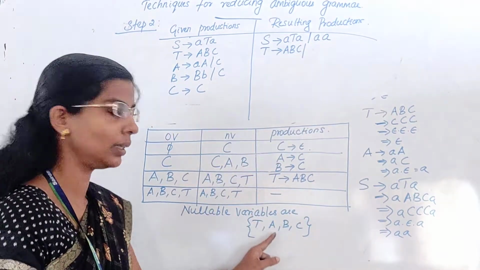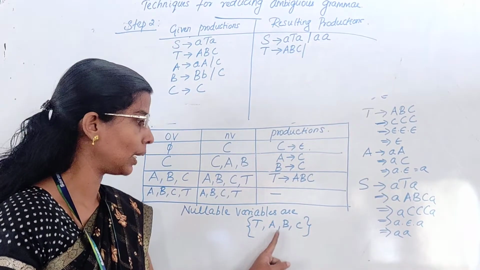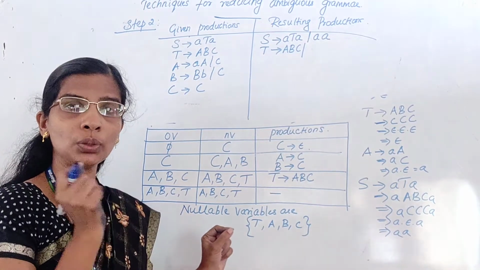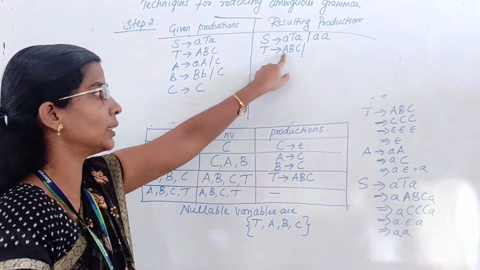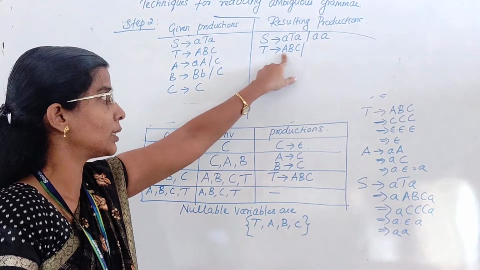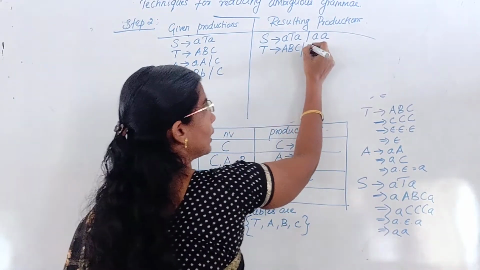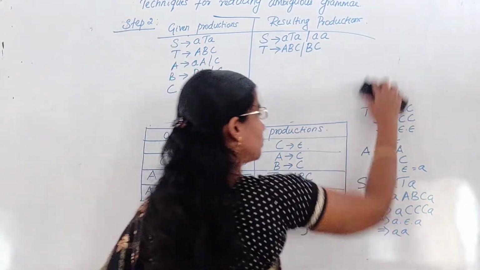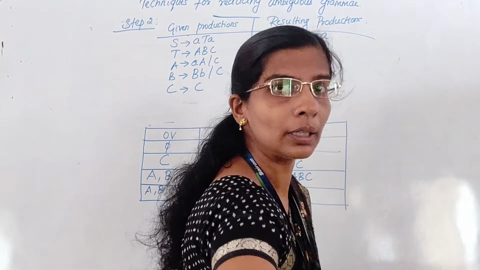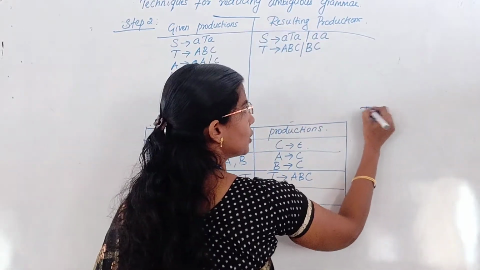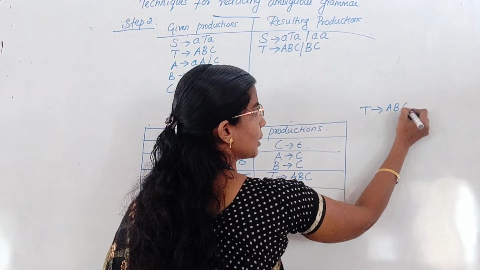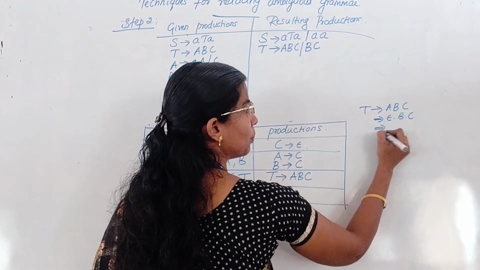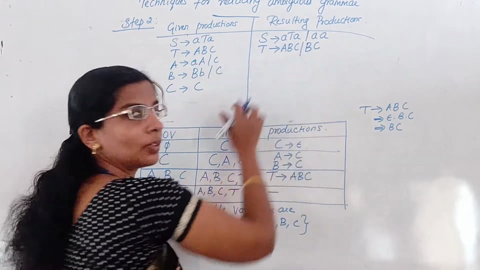Then you can see here all three variables A, B and C are nullable variables. So in that case you have to substitute one by one. So first I substitute null for A. So when I substitute null for A, what will I get? I get B and C. If you want, I will do a show. T tends to A, B and C. Substitute null for A. So what you will get? You will get B, C. That's what I have done.